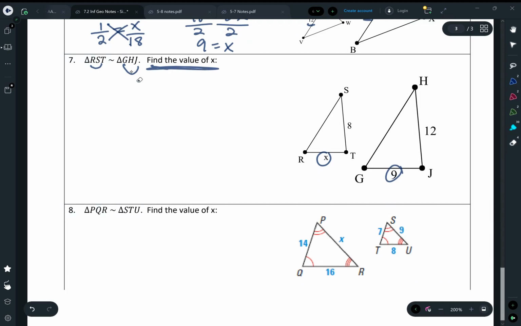I'm trying to get my eraser here. I guess it's working. I didn't see it selecting it.